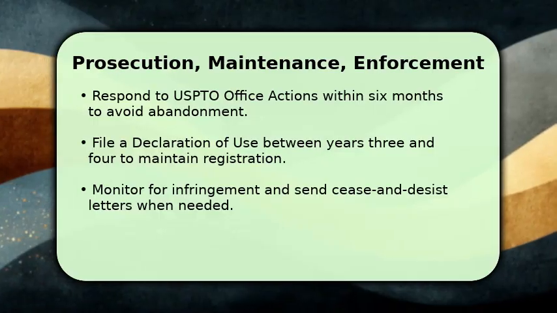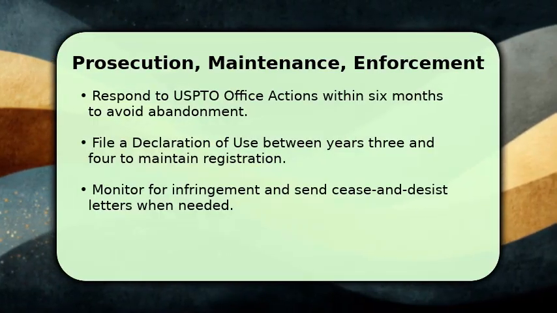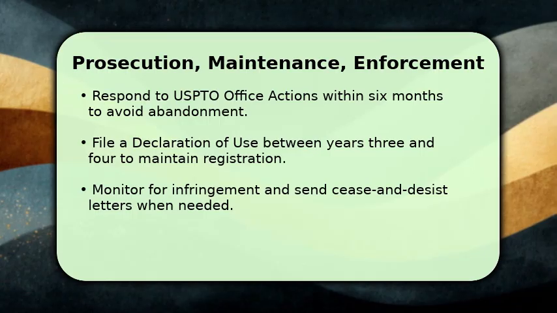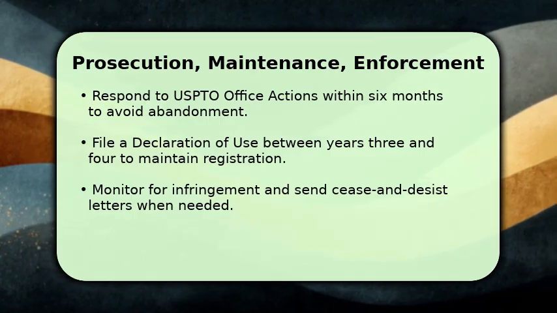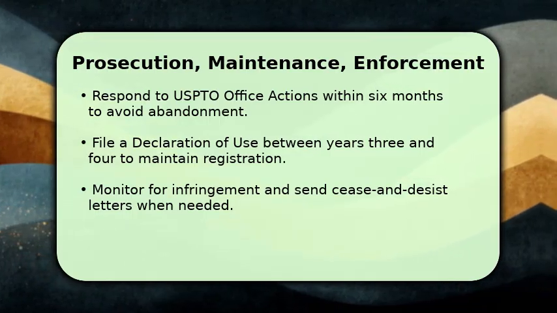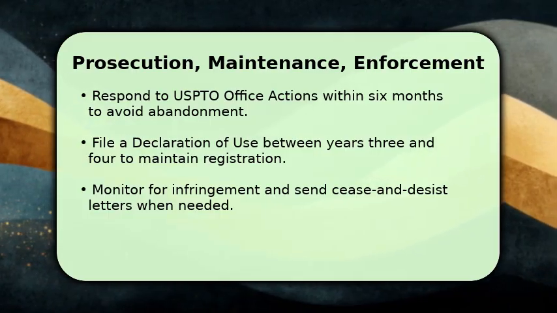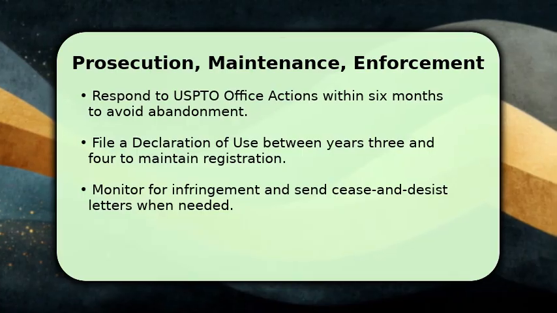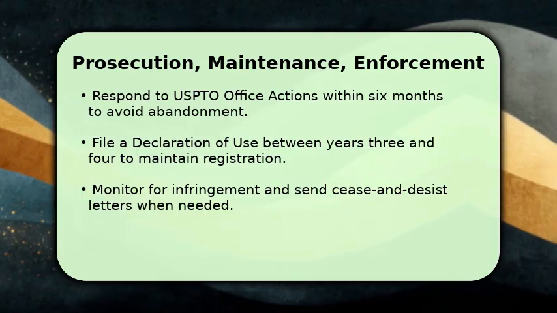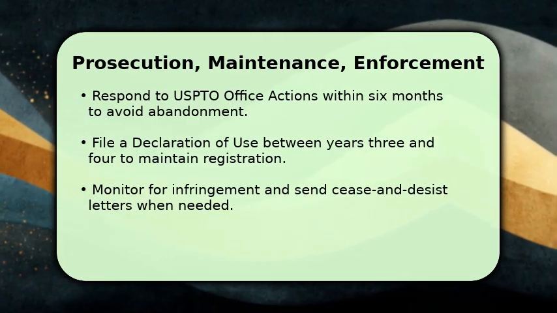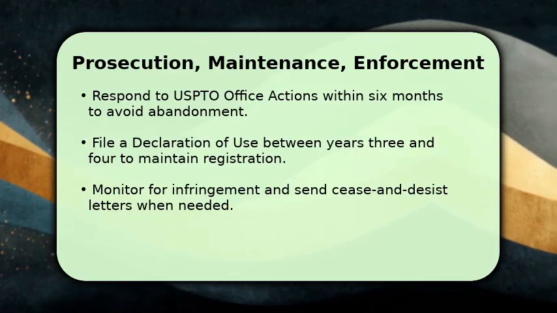After filing, monitor the Trademark Trial and Appeal Board and USPTO correspondence. A typical office action response deadline is 6 months, so respond promptly to avoid abandonment. If registered, file a declaration of use between years 3 and 4 and renew every 10 years. Failure to file maintenance documents will cancel the registration.